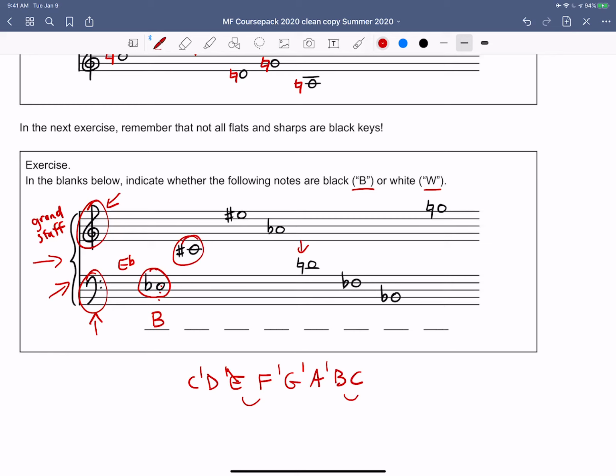What about this next one? Well, that's middle C, right? And so we would read this as C sharp. So let's take this C, for instance. It doesn't matter really which one. And we go up a half step. Oh, we do have a black key there, so that's black.